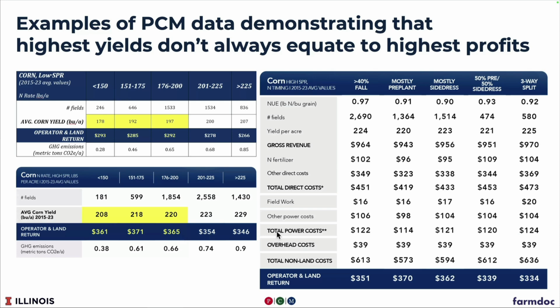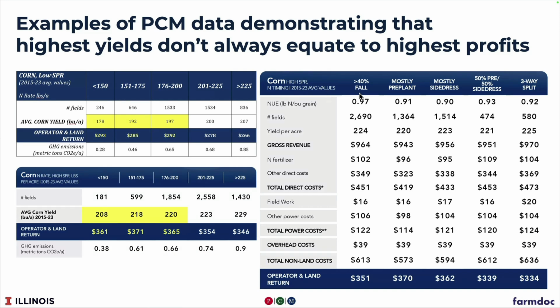Over here in this larger table, this is expanded to show some more of our cost elements. But this is, again, nitrogen applications, in this example high SPR soils, corn production. All of our years average 2015 through 2023. We're still working on our 2024 data set. And we're looking at different nitrogen application timing.